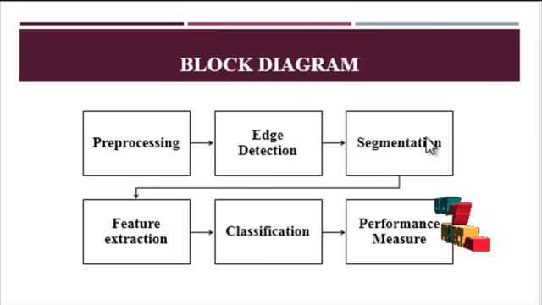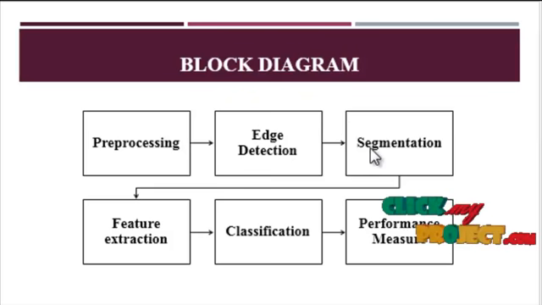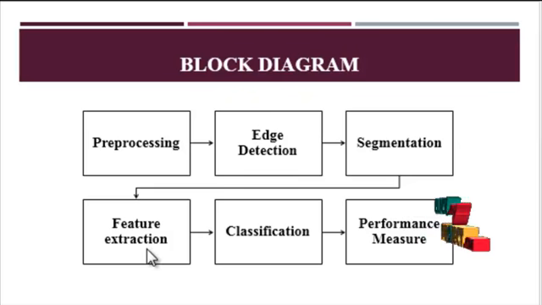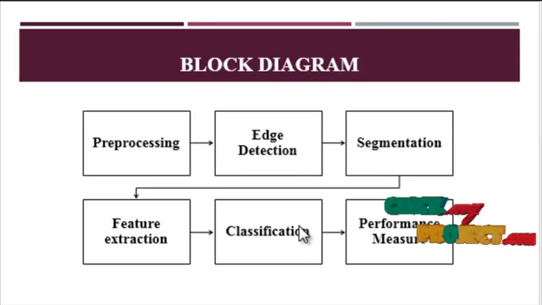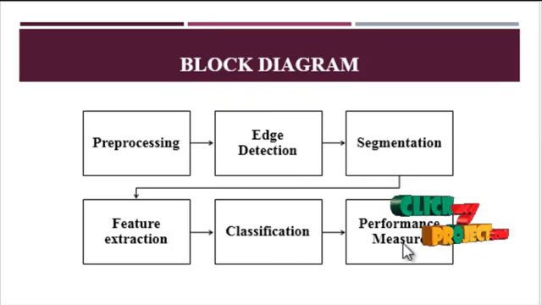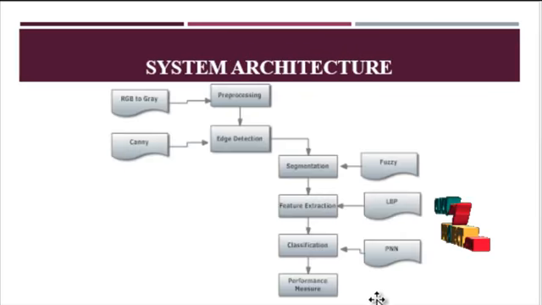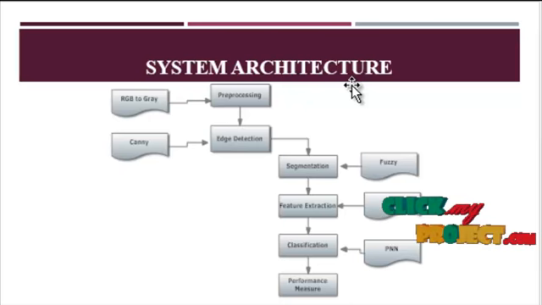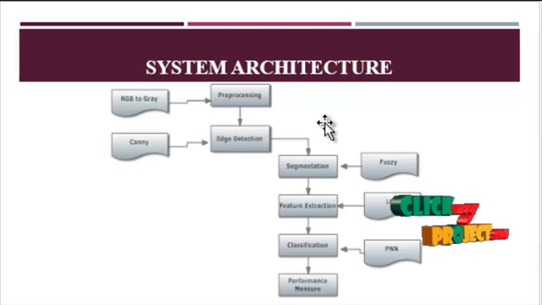Then the next one is the segmentation block. Here we segment the particular value. Then the feature extraction is done. Finally, the currency note is classified. Then performance measures are calculated. Next one is the system architecture. This is our system architecture.